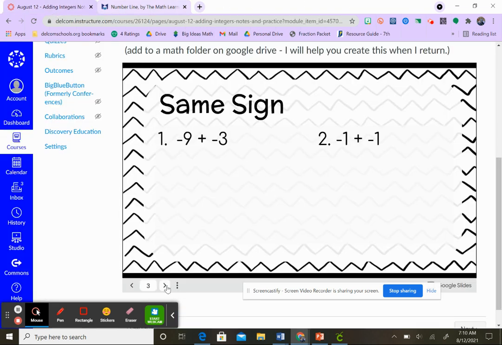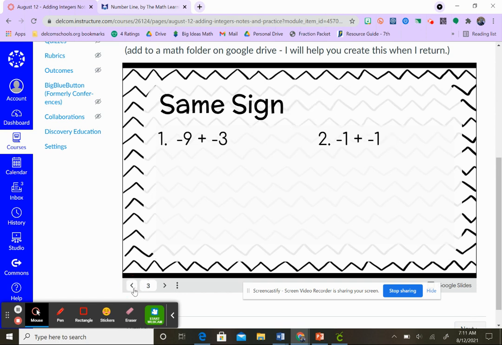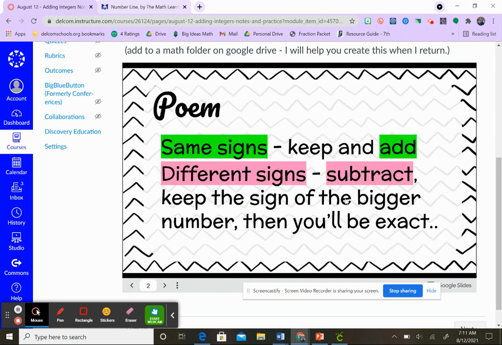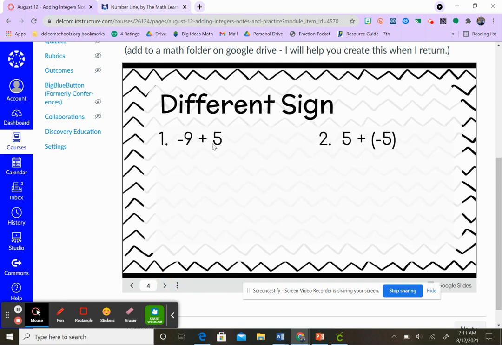And then I've got one more slide with two questions. Pause the video, write this down, and then I'll answer it with you. So different signs, according to the poem, we subtract and we take the sign of the bigger number. So -9 plus 5. If I look at them, they have different signs. So I do 9 minus 5 in my head. 9 minus 5 is 4.